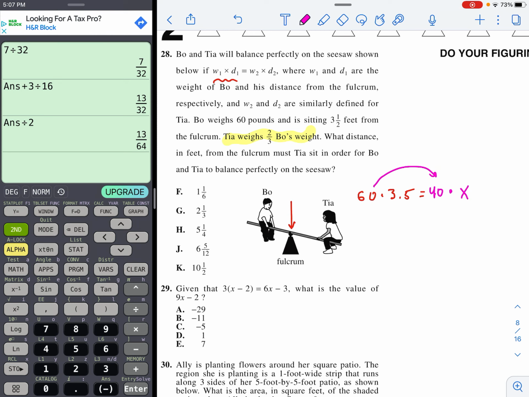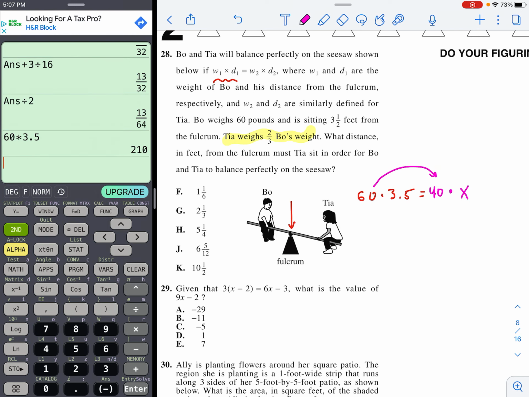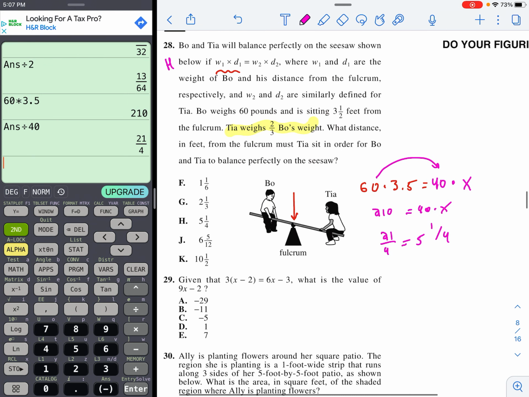And they're just asking us, how far does Tia need to sit? So we would do 60 times 3.5. That would get us 210 equals 40 times x. We do 210 divided by 40. We'd have 21 over 4, which is equal to 5 1/4. Answer choice H.